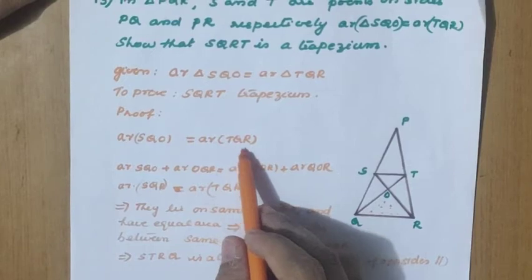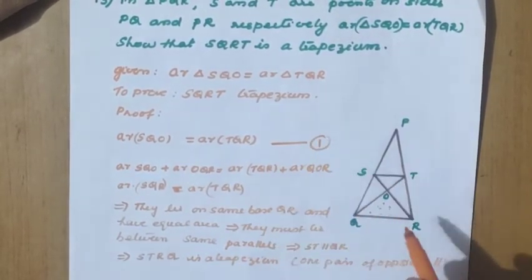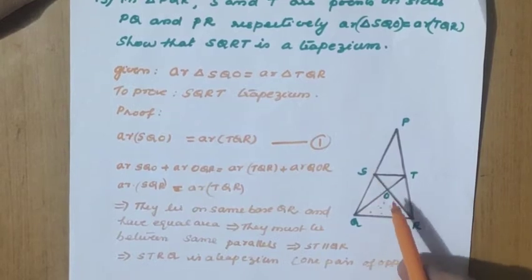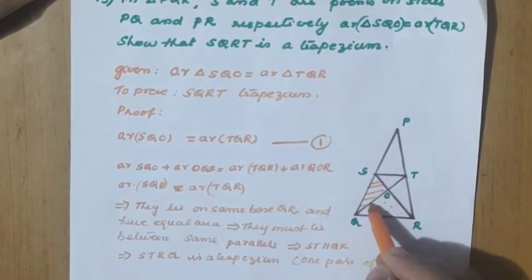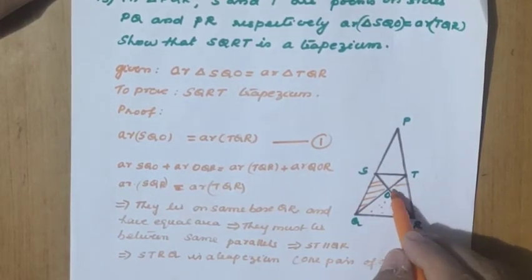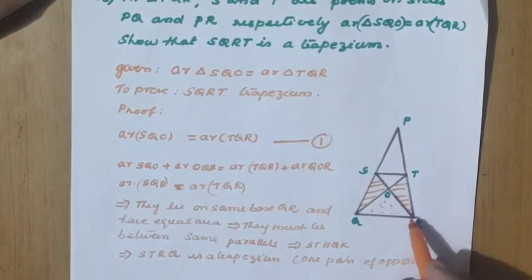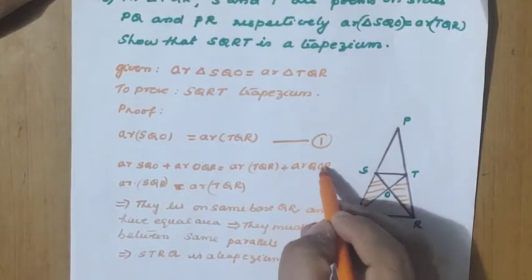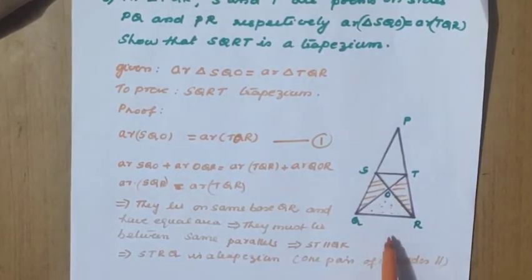Area of SQO equal to area of TQR, that is the given part for us. Now listen, this is given. That means if you check the figure, SQO here, and similarly TOR, it is O only. Okay, next, what is the next part?